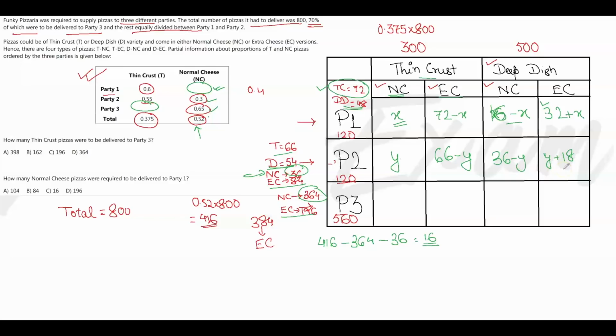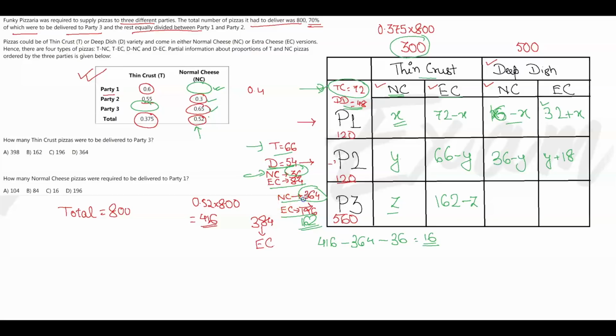Okay, for party 3, let's see. Let us assume that there are Z number of normal cheese thin crust pizzas. If that is the case, how many thin crust pizzas do I have in total? Have I calculated that? Let's calculate that very fast. I had a total of 72 here, a total of 66 here. So I know that there are a total of 300 thin crust pizzas. So 300 minus 72 for party 1 minus 66 for party 2, that is 162 total thin crust pizzas for party 3. So if this is equal to Z, this would be equal to 162 minus Z.